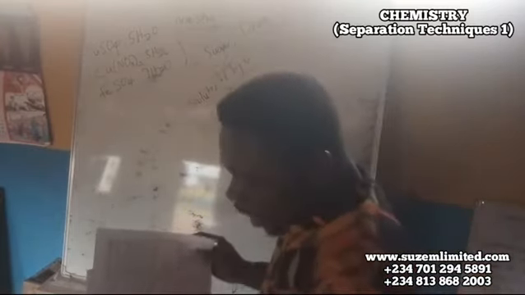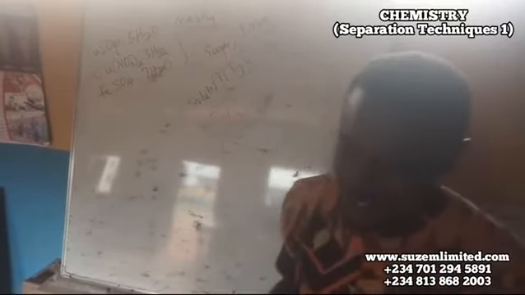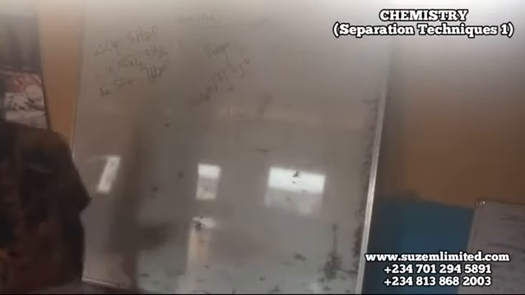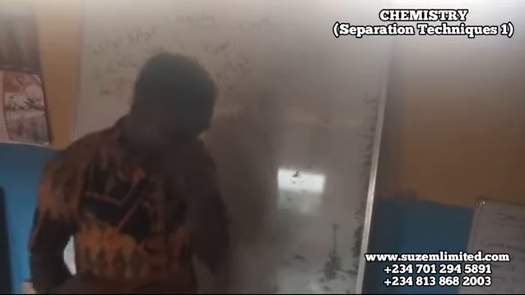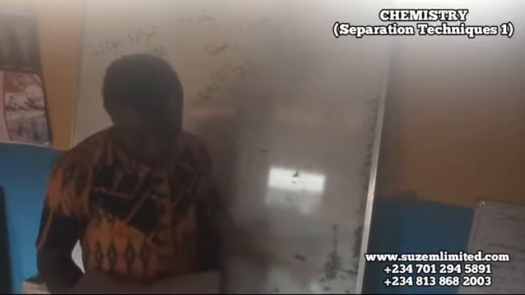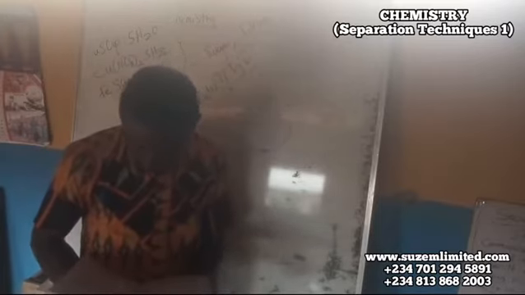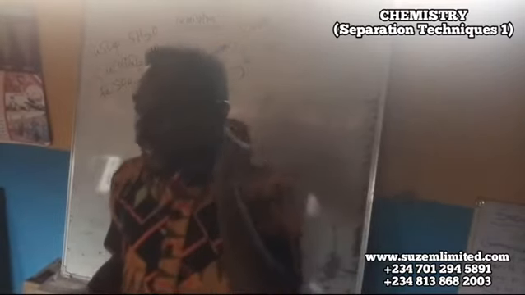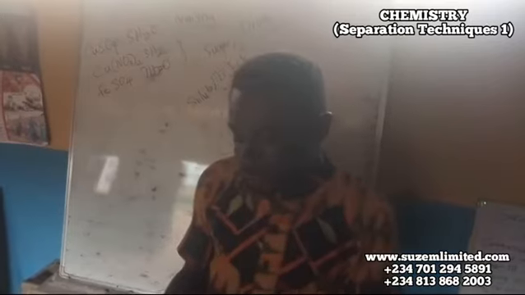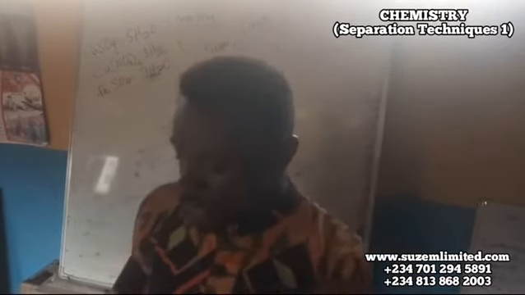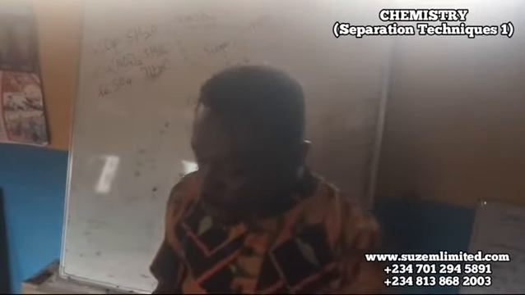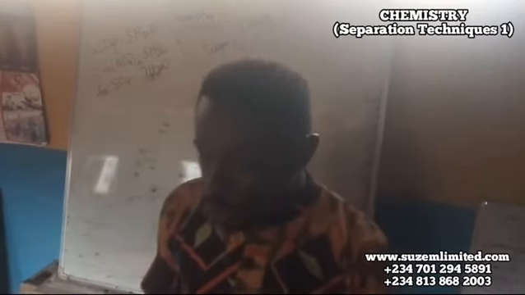Now, let's go to the other one, precipitation. Now, when you talk of precipitation, precipitates, what do you understand by precipitates? Now let me read something. In precipitation, a difference in the solubility of a solid in two different miscible liquids is used to precipitate the solid when it is dissolved in one of them.